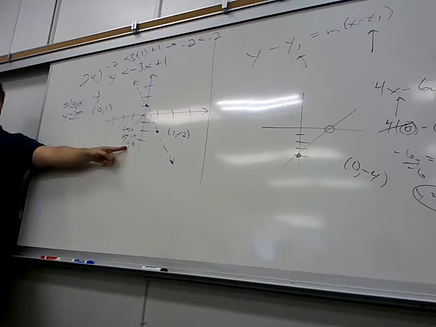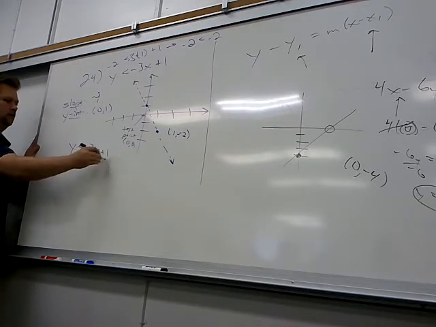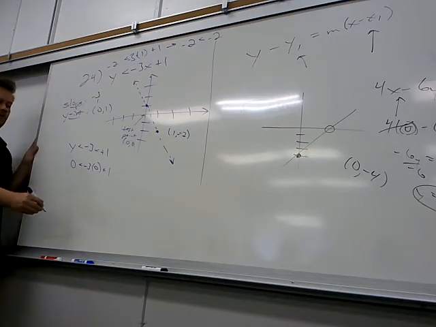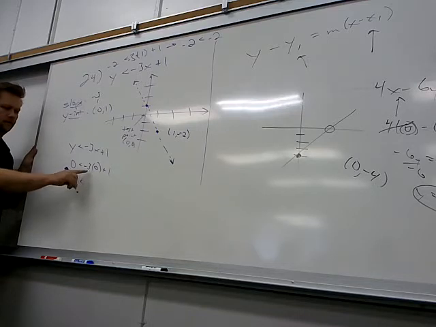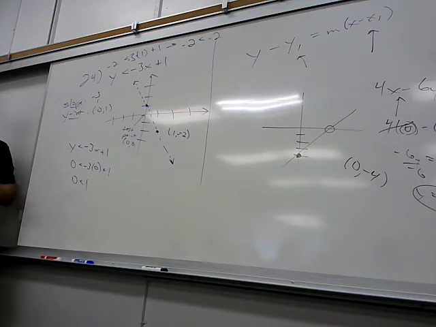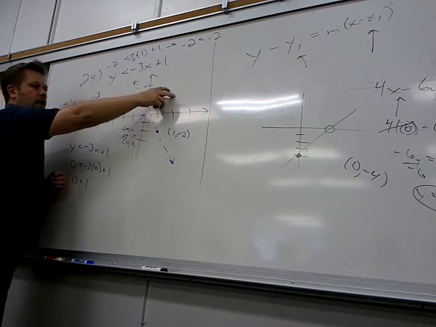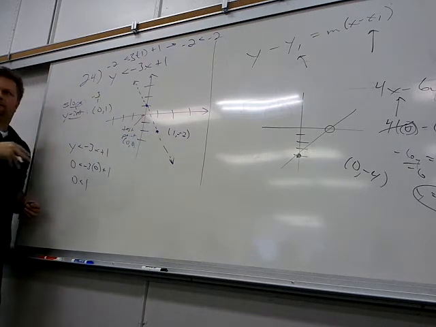So when I plug 0, 0 in, here's the inequality. 0 less than 0 plus 1 is 0 less than 1? True. Yes. So which way do I shade? On the side with 0, 0, not over there. That worked, so all these must work.